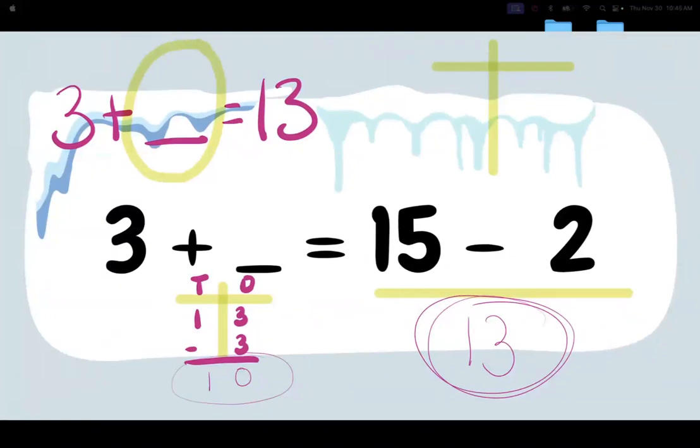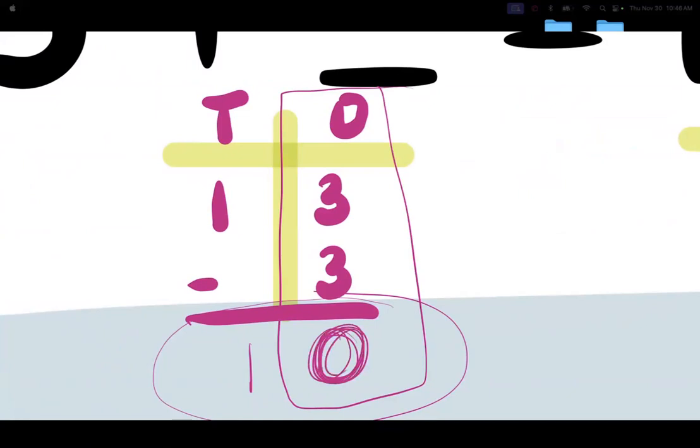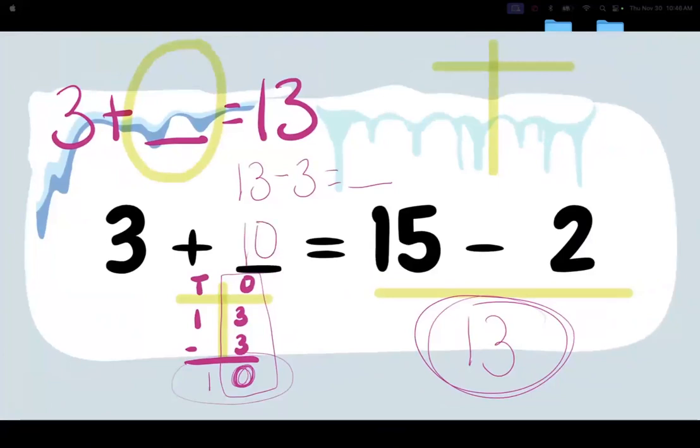No. So if we do 13, because look, we need 3 plus blank is 13. What do we know? We know 13 minus 3 equals what? Look down here. What's 3 minus 3? 0. So we have a 0 here. So it's 10? It's 10. You're right. So 3 plus 10 equals 13.